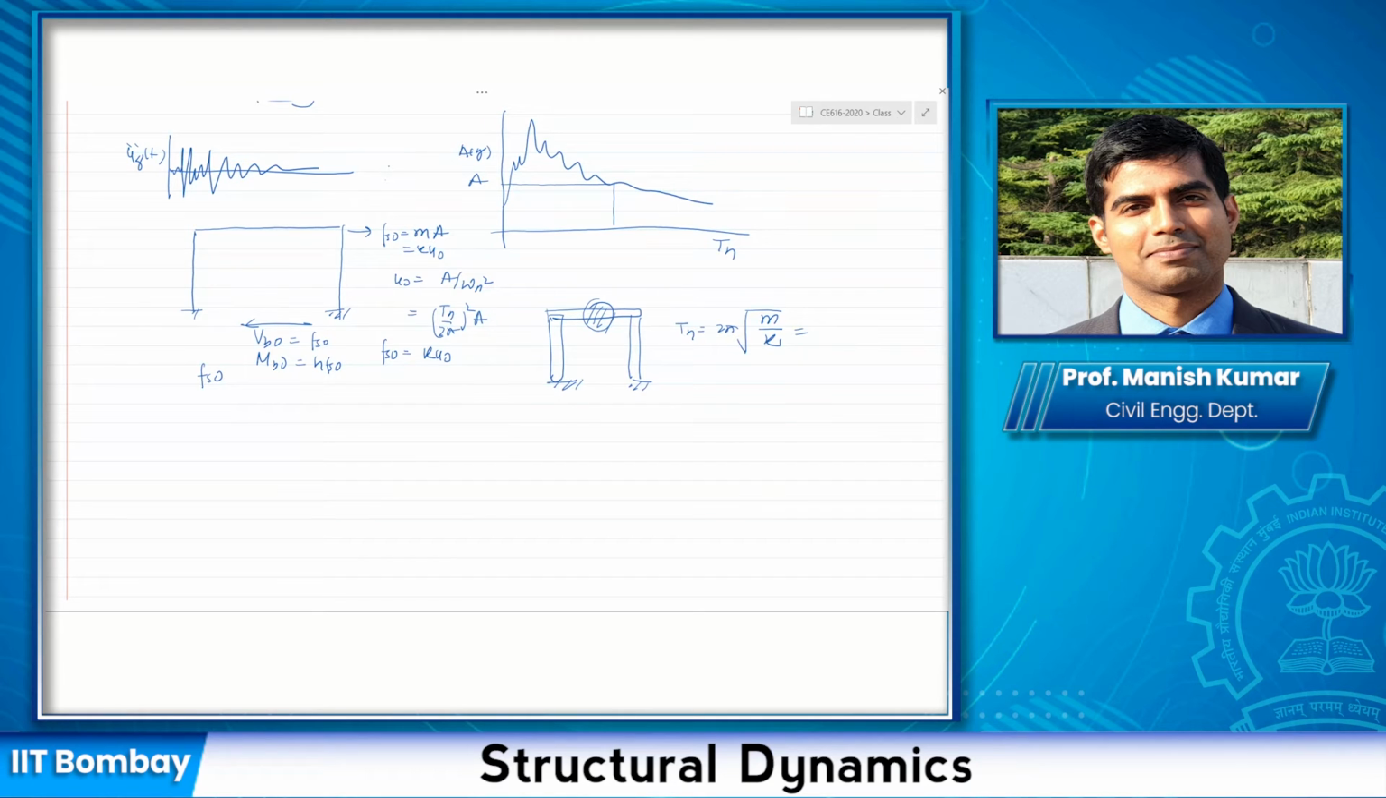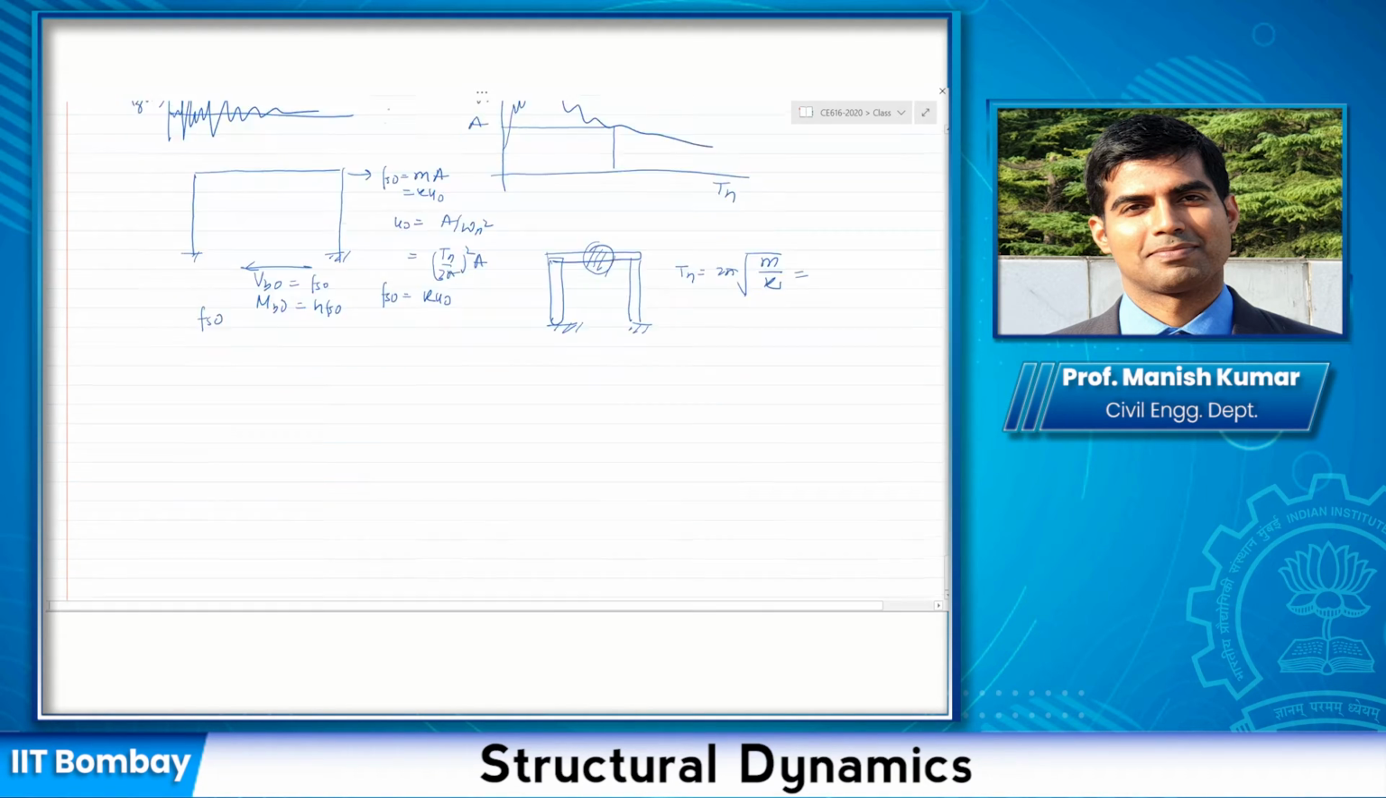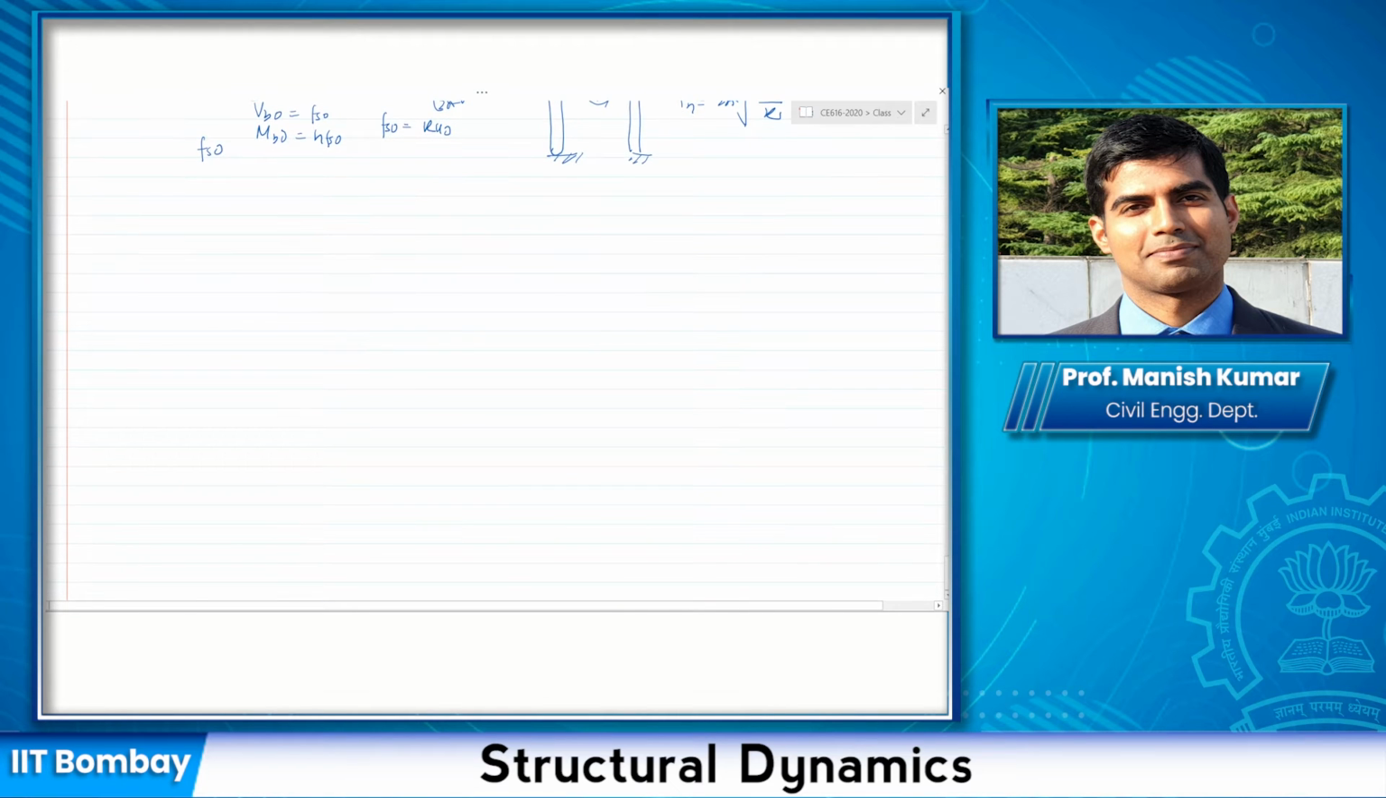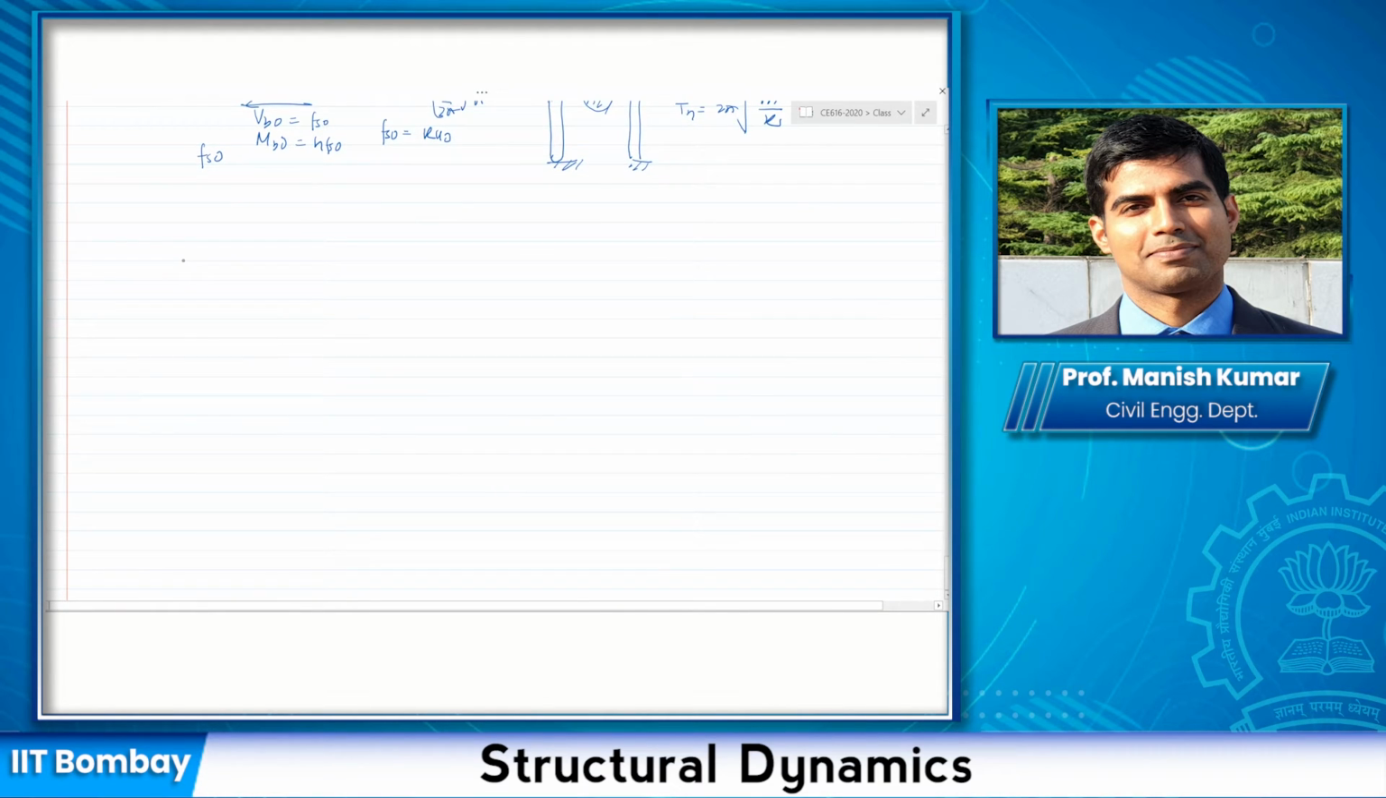Now, one of the problems that happens to a designer: let us say I know that I am building my structure at a particular location, let us say in Bhuj, Gujarat. At that location, people have traditionally measured the ground acceleration, and then this response spectra is obtained. This is A versus Tn.